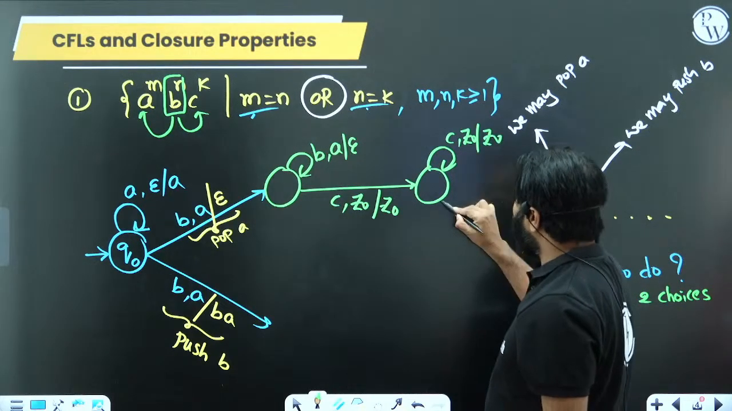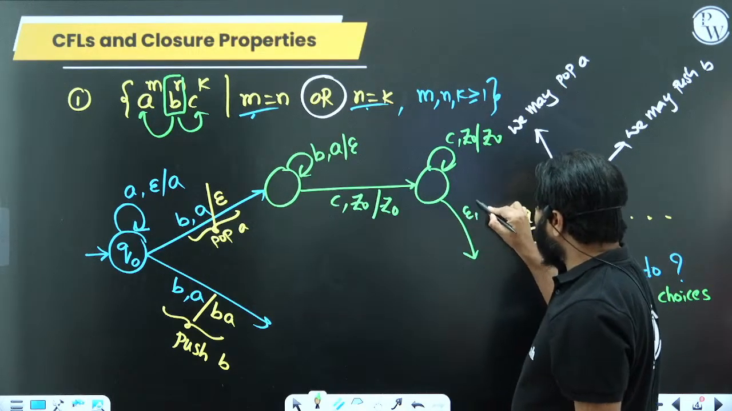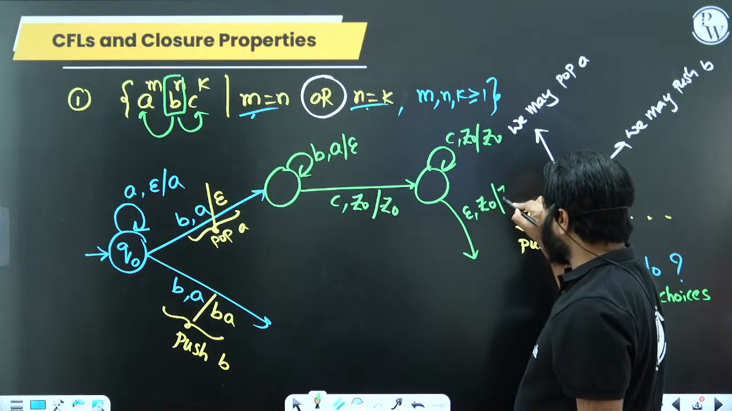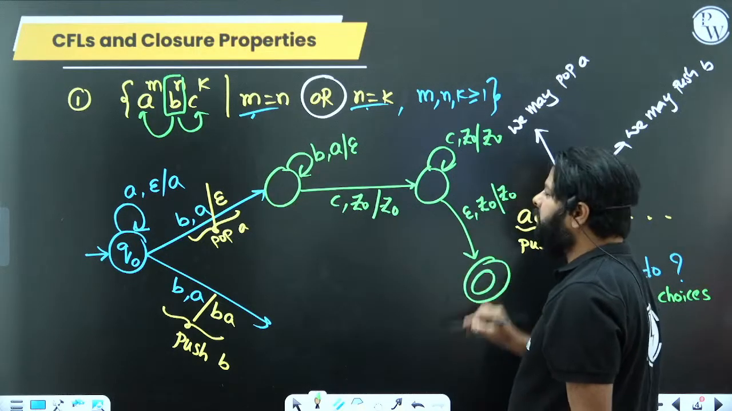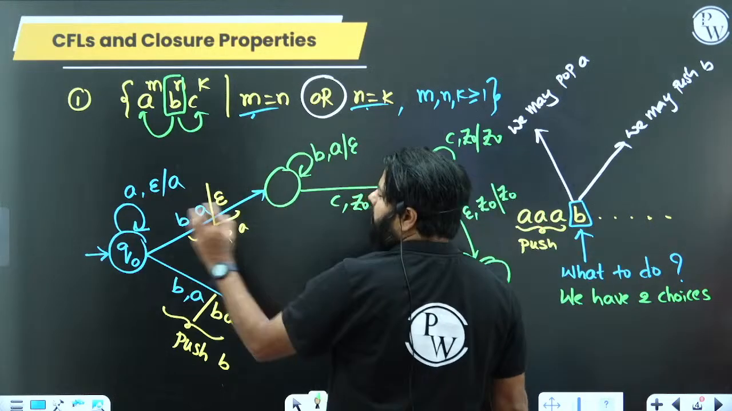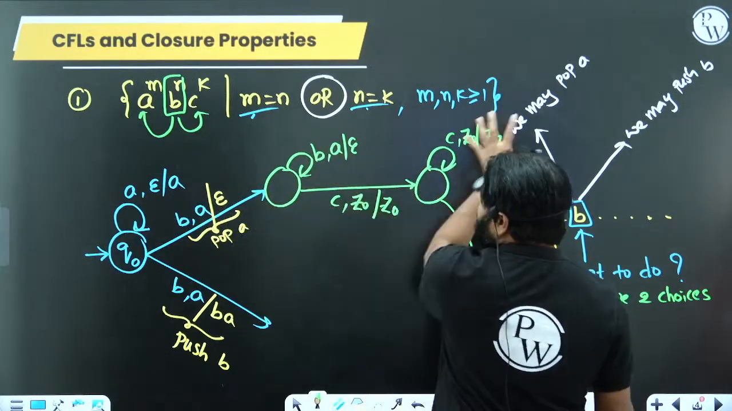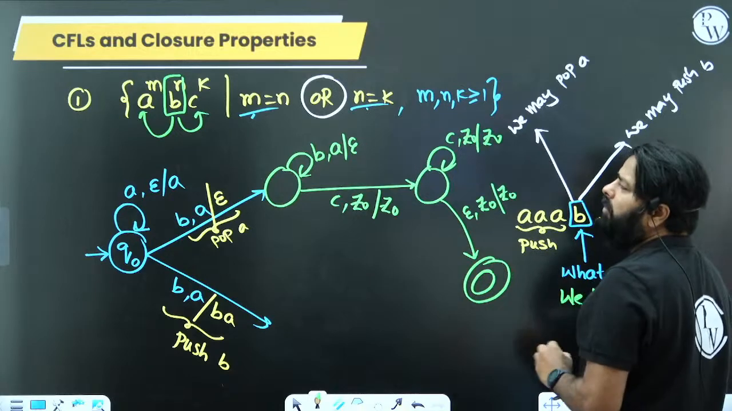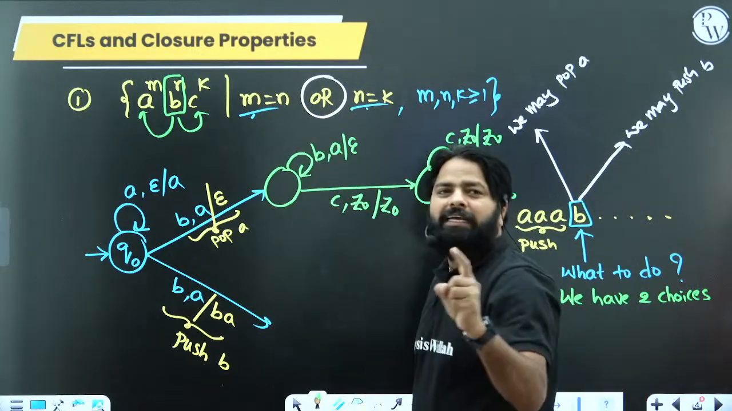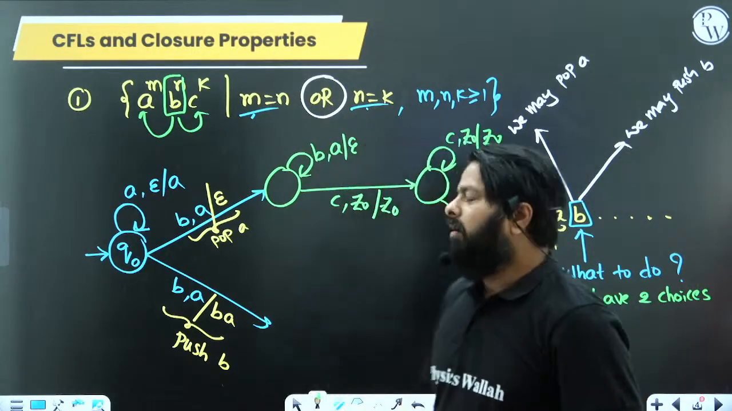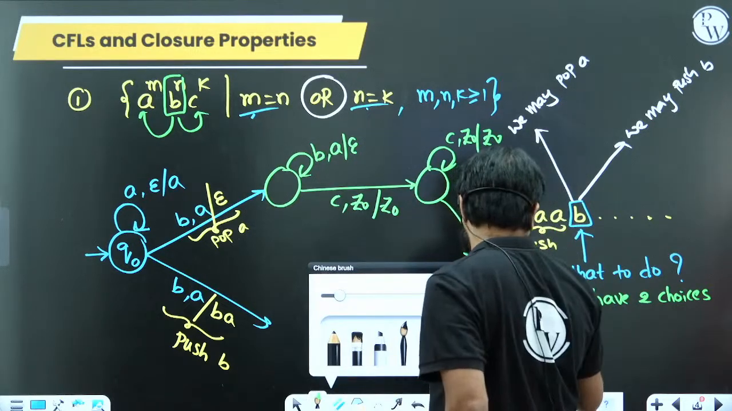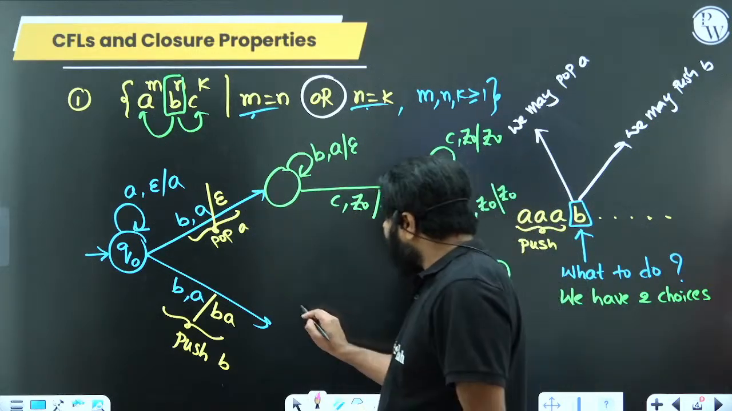Skip every C. When the end of the input comes, and on Z0, you may keep a Z0, but go to the final. Now you see, push A's and pop the A's, and then skip the C's, and then go to final. So that is one kind of valid string which can satisfy m is equal to n. And next, another one, n is equal to k.